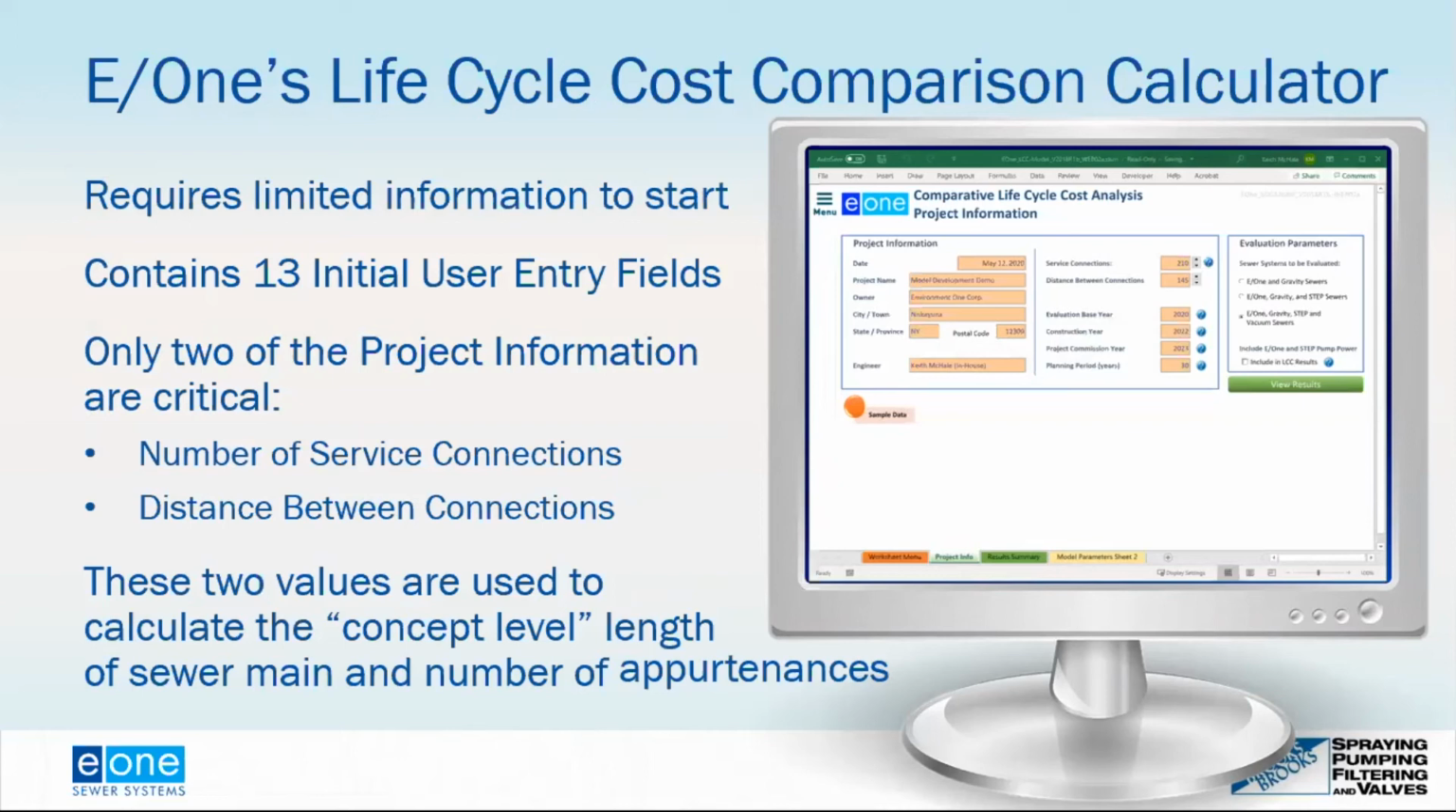Now, based on the number of service connections and the distance between connections, it models and makes an estimate on the length of pipe you're going to have for the various alternatives. It breaks down the pipe that you would have based on diameter for the low pressure sewer system. It also gives an estimate on what the components are going to cost, and what you're going to have in terms of manholes, appurtenances, and release valves.